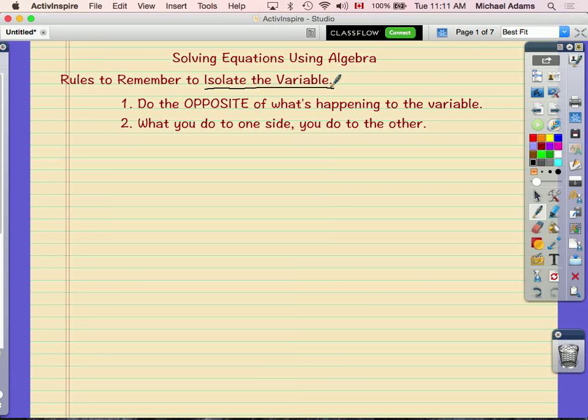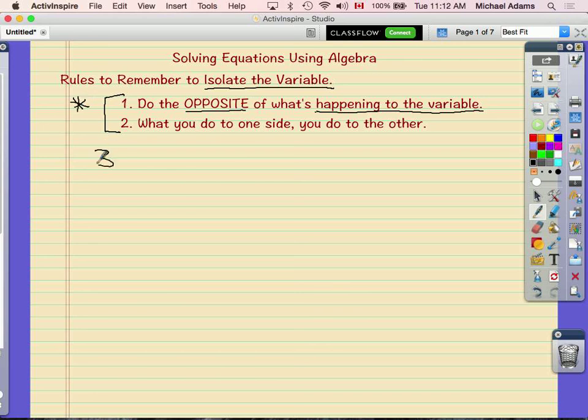And there's two rules to remember, and we covered these in class. One of them is that we have to do the opposite of whatever is happening to the variable. And the other rule to remember is that what you do to one side, you do to the other. These rules are super important to remember. So let's take a look at an example.